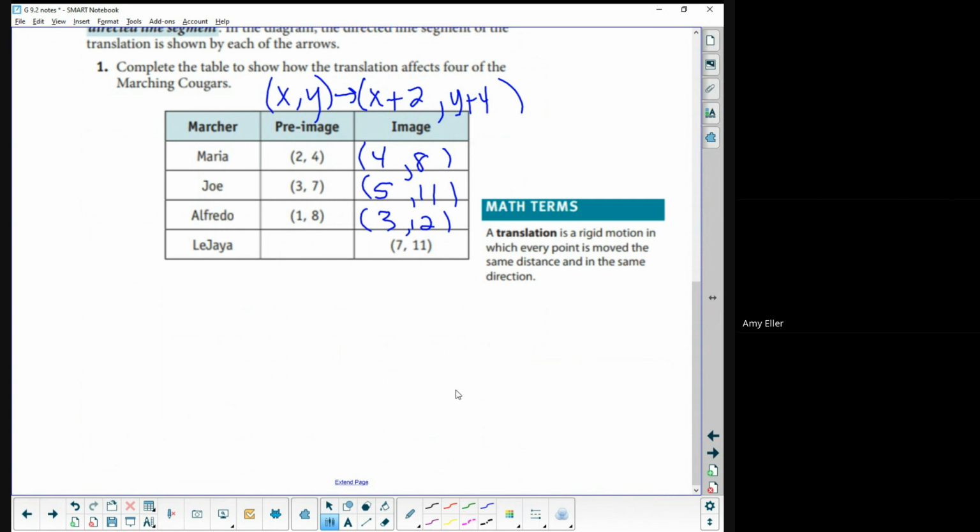Hopefully you're a little bit careful on the bottom one. You can see we have to go backwards. This is her final position. We need to go backwards. Where was she? So do the opposite. Instead of adding 2, subtract 2. Instead of adding 4, subtract 4. Her original position was 5-7.